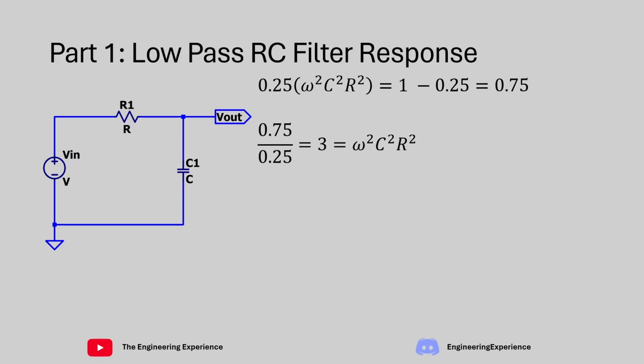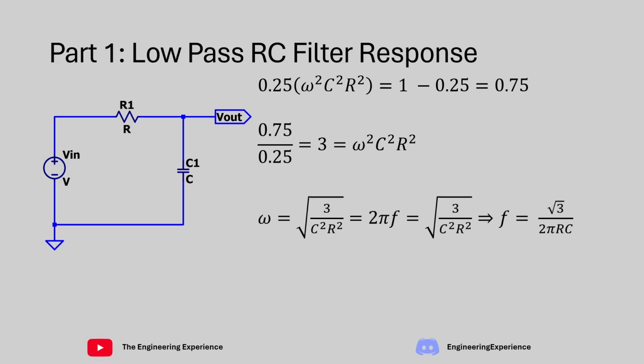I've just changed it around. And on the left hand side over here, we basically get rid of the 0.25. So we end up with 3 equals omega squared c squared r squared. Obviously, for this question, we're trying to find out the frequency at which we get 50% attenuation. So we basically need to bring out the frequency component by itself. So rearranging the equation to get the omega by itself, we end up with this equation over here.